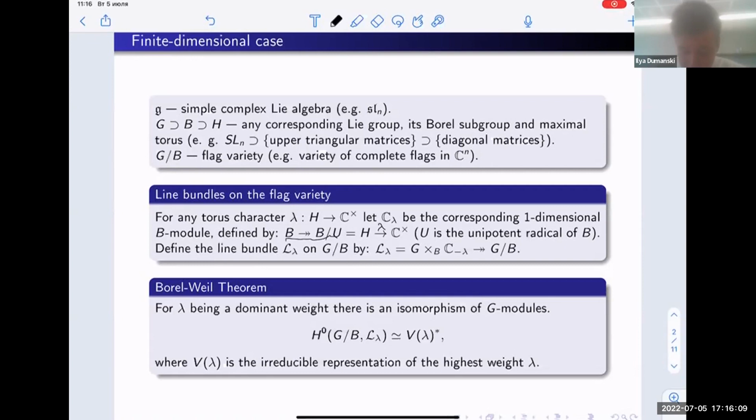And using this one-dimensional B module, we can get a line bundle on the flag variety, just taking the product over B of G and C minus lambda. That is what we denote by L lambda. Okay, that is a G-equivariant bundle on the flag variety. And the classical Borel-Weil theorem states that for lambda being a dominant weight, there is an isomorphism of G modules: the space of global sections of this bundle L lambda on the flag variety is nothing else but the dualized irreducible representation of highest weight lambda.